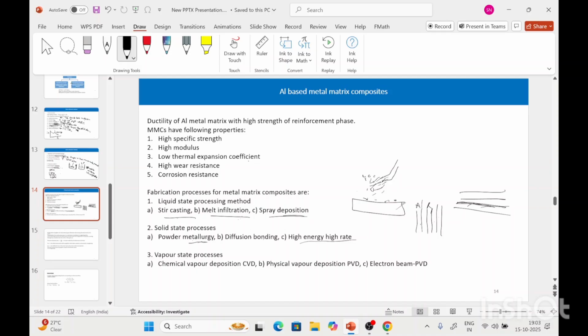Then in the vapor state process, there is chemical vapor deposition of both ceramic or metal matrix, so that chemical vapor is mixed to generate the composite. Then physical vapor deposition, and further if the metal matrix vapor is formed by the electron beam, then that is called electron beam physical vapor deposition. During the vapor state process, the solid reinforcement particle is added into the vapor of metal matrix and that is deposited onto a substrate.